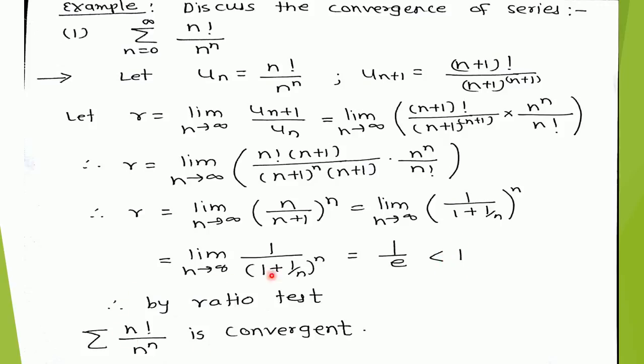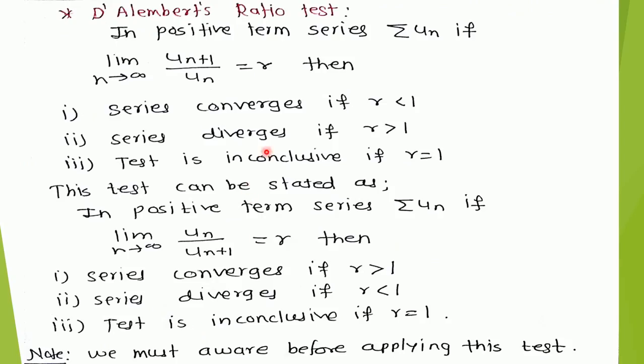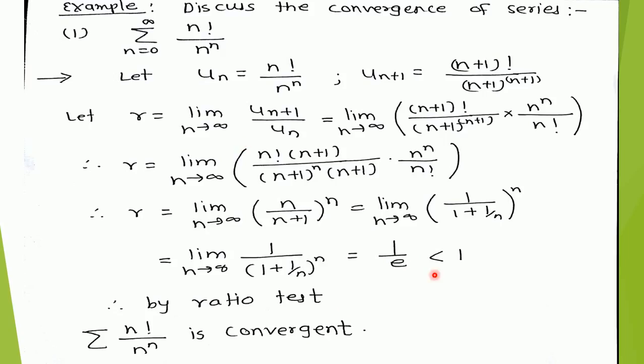Therefore, by the ratio test, the series n factorial upon n raised to the n is convergent. Note, I have applied the first test, not the second. Therefore, for r less than 1, this series is convergent.